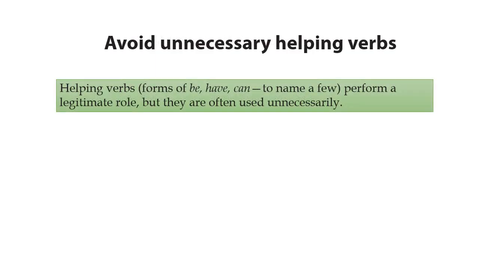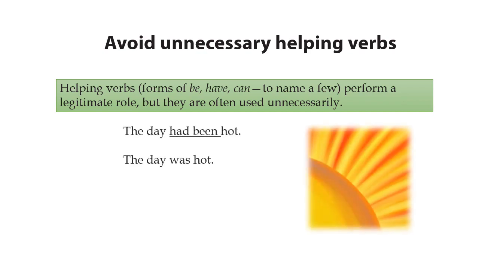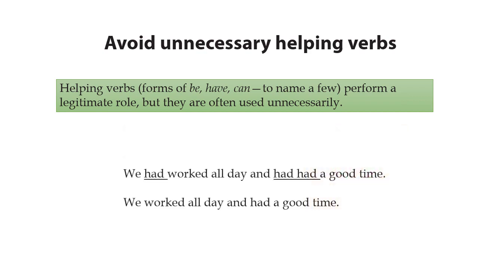Okay, so we also want to avoid unnecessary helping verbs. Helping verbs are forms of be, have, can. That's just to name a few of them. And they perform a legitimate role, but we don't want to use them unnecessarily. So we have the day had been hot. That can just be the day was hot. It's shorter, more direct. We had worked all day and had had a good time. We can get rid of that and just say we worked all day and had a good time.